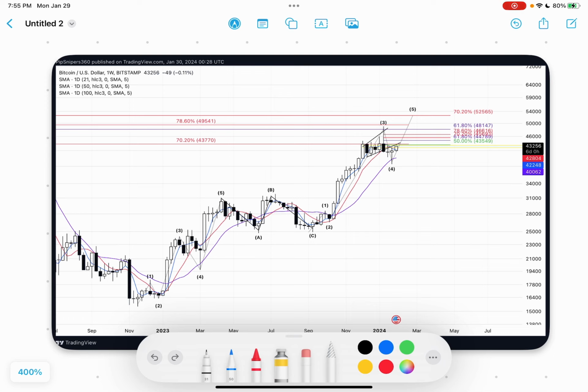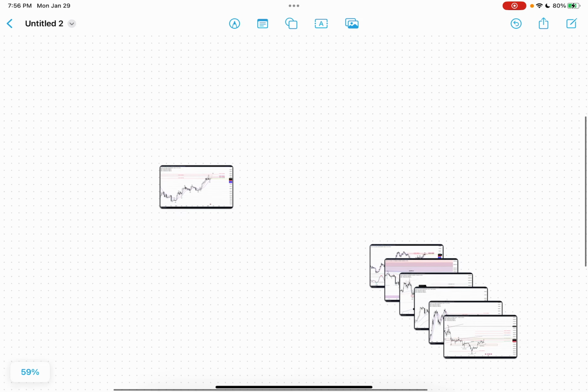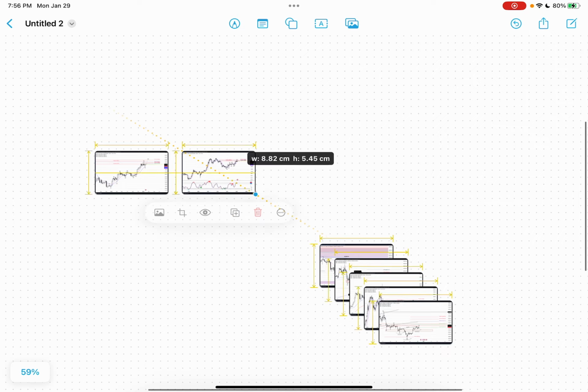Now, there is a very big possibility that, considering we came back down to back test this 100-day SMA, there's a possibility we come up for a wave 5 towards our 70.2% fib on the logarithmic scale before we see that breakdown. Okay, so let's take a look at some more examples over here. Okay, so let's take a look at this one over here.